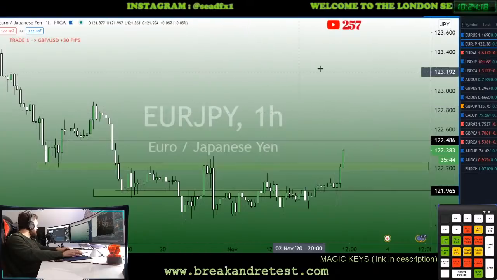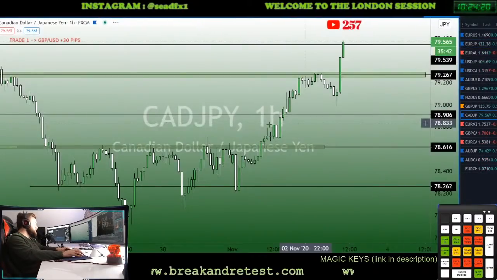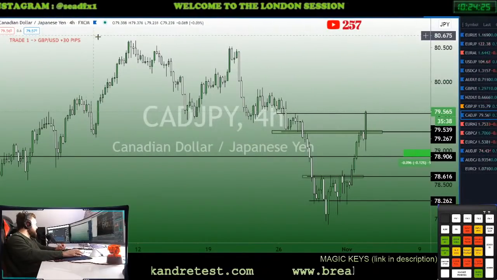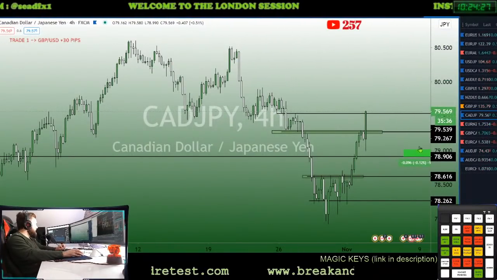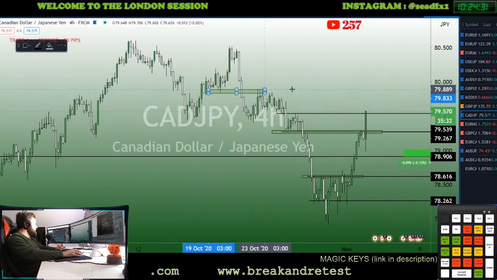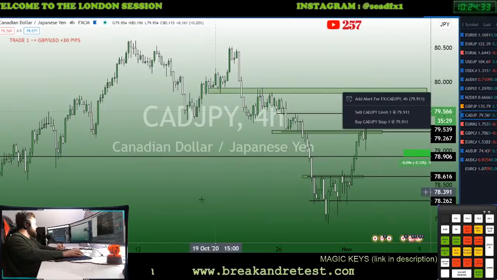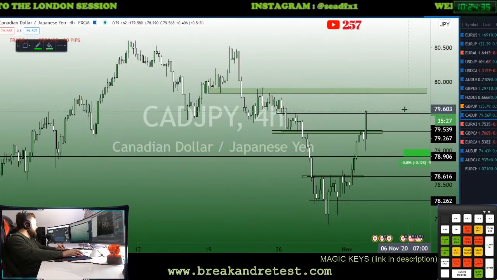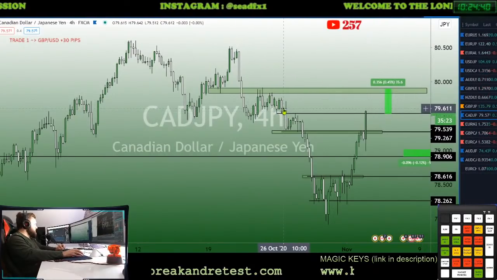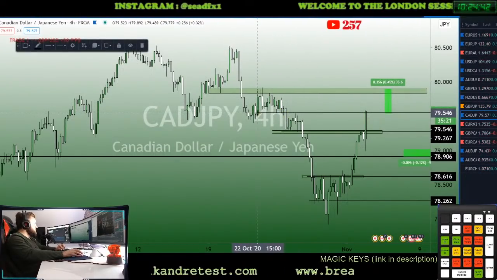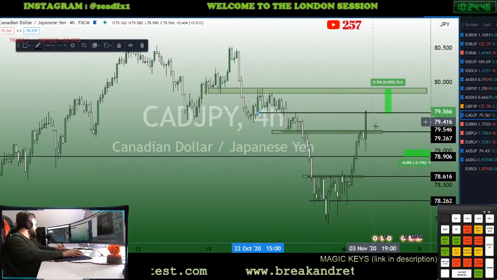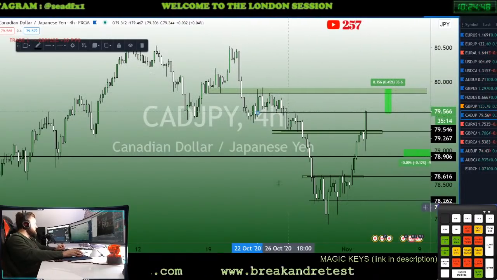How far will CAD-JPY go up? I don't know. Let's take a look. Let's go to 4 hour and see how much more room we have. We are at resistance now, and we have the next zone around here, which is in another 35 pips. So if it breaks above this level, then it's going to have another 35 pips range to push to the upside.